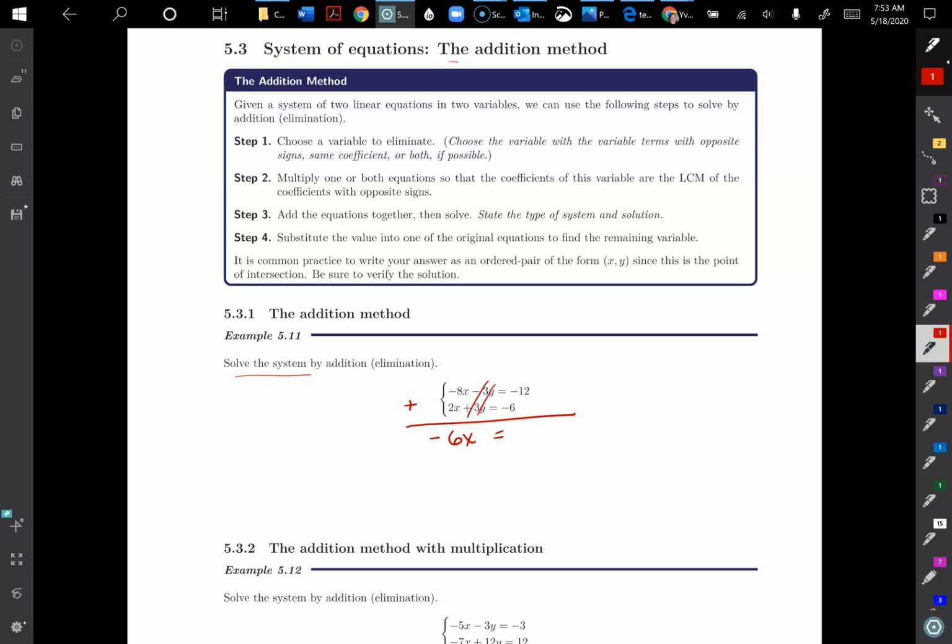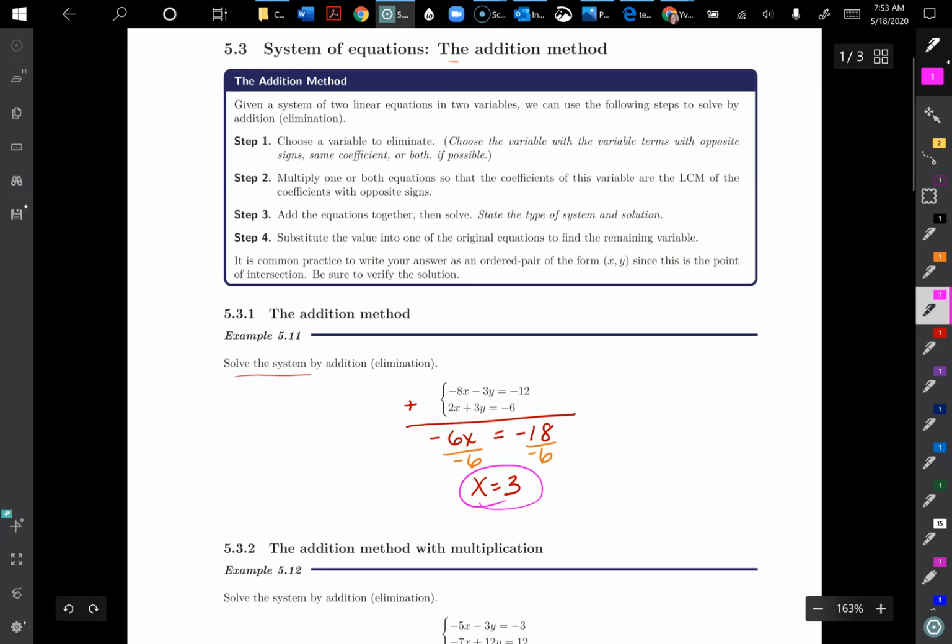And then negative 12 plus negative 6, we have negative 18. Divide both sides by negative 6. And I get x equals 3. Now again, I could just take that and pop it into the other equation, which is how I'm going to do it. That's what these directions say here. Actually, I could just do it into either equation, right? Because I didn't really manipulate either one.